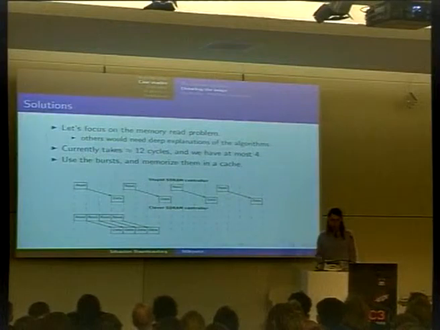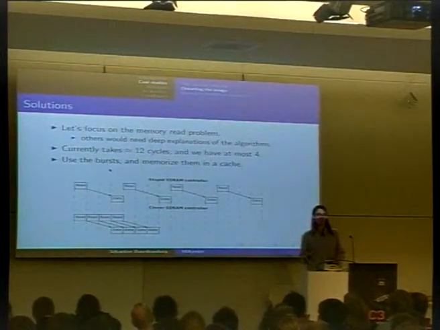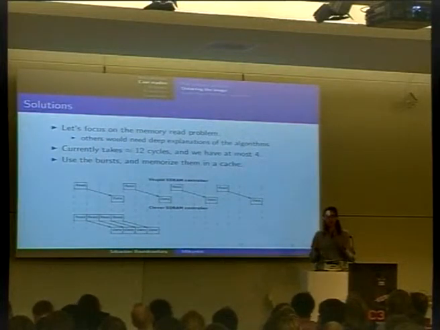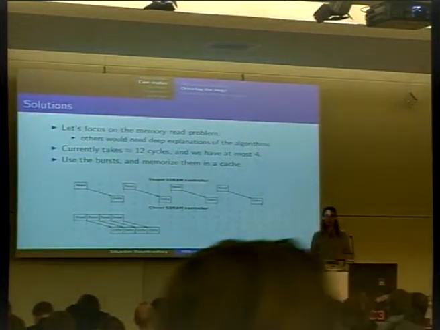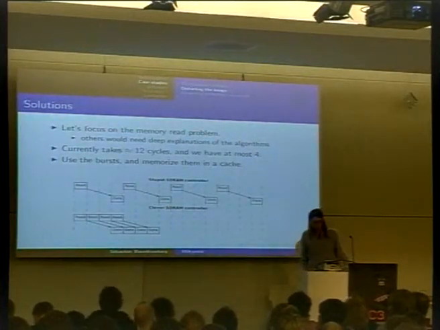So for reading the memory, currently it takes 12 cycles and you have at most 4. So what I will be doing is using the burst memory and putting the bursts into a cache. A cache is an SRAM chip inside the FPGA, which can store a limited number of bursts, because the cache has a limited capacity. If you put too big a cache, you need a lot of memory. And as I said, SRAM is extremely expensive, especially if it's on chip. So you have to limit the cache size to a few kilobytes. So it limits the total number of bursts that you could take.